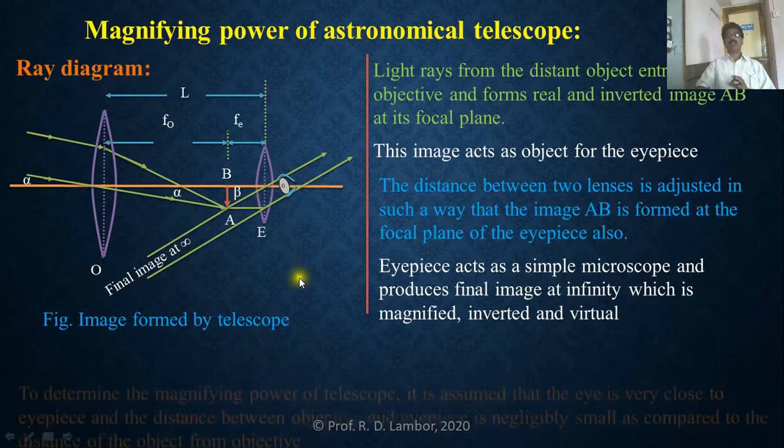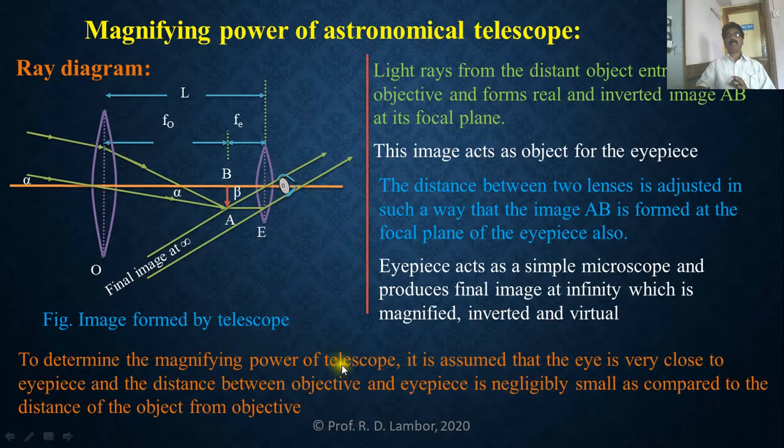Now, in order to determine the magnifying power of this telescope, two assumptions are made. First one, this eye should be kept very, very close to the eyepiece. See here, it is assumed that the eye is kept very close to the eyepiece. This was the first assumption.